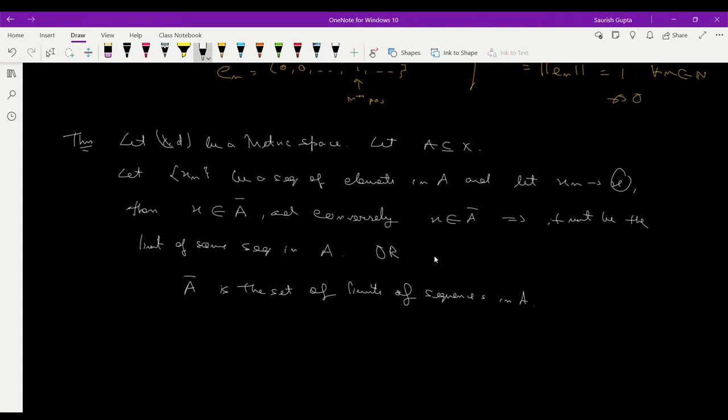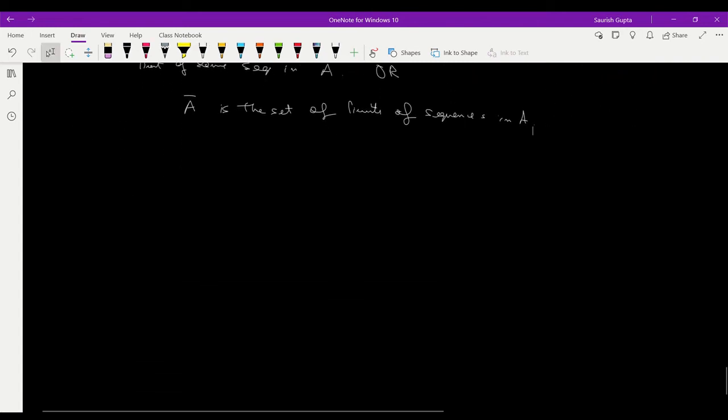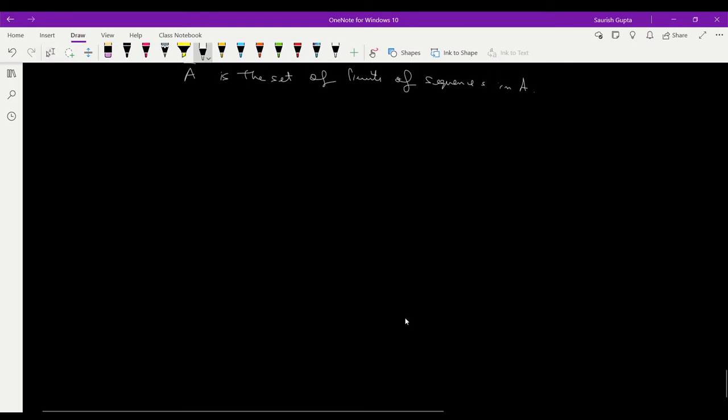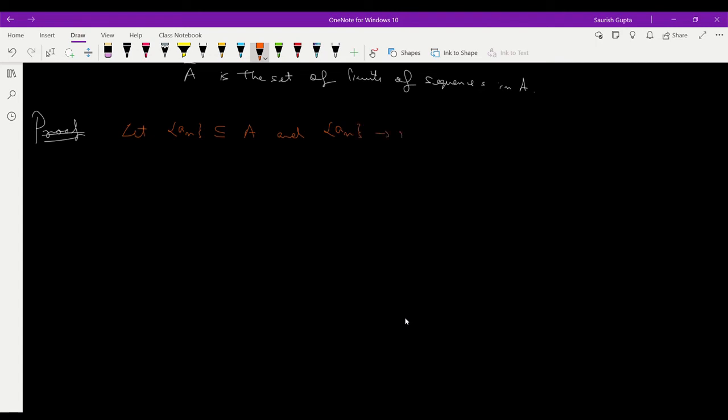So now we will prove this. This proof is also fairly simple. So let an be a sequence from A, and an converges to X. We need to show that X belongs to A closure, right?